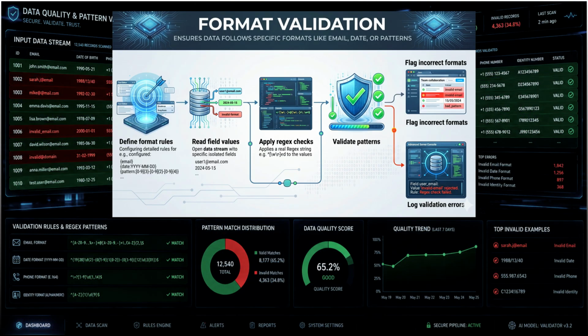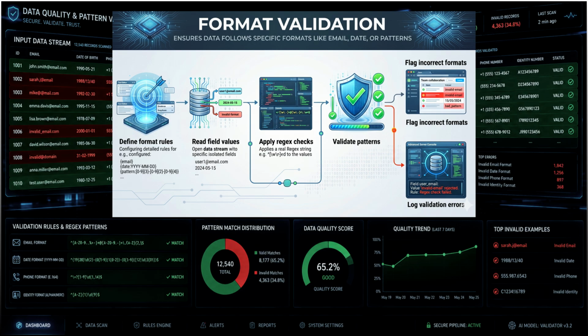Next, we have format validation. This ensures the fields follow specific patterns, for example, an email address, phone numbers, dates, zip codes, PAN numbers, and other IDs. So this validation ensures that the structural fields follow standardized patterns.